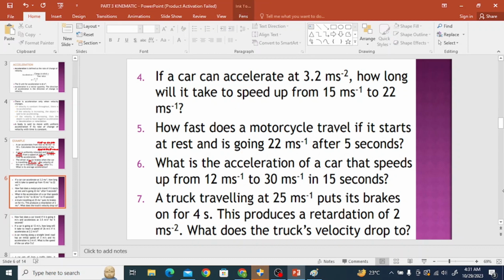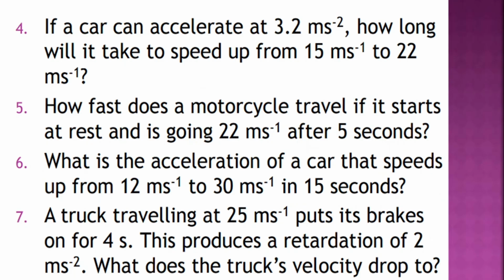So in this question, the initial velocity of the car is given to us as 15 meter per second. This is the initial velocity u, and this one is the final velocity v. So the initial velocity of the car is 15 meter per second, and its final velocity is 22 meter per second. So v minus u over time is equal to acceleration, which is given to us as 3.2. So in this question we are given the acceleration, the initial velocity u, and the final velocity v.